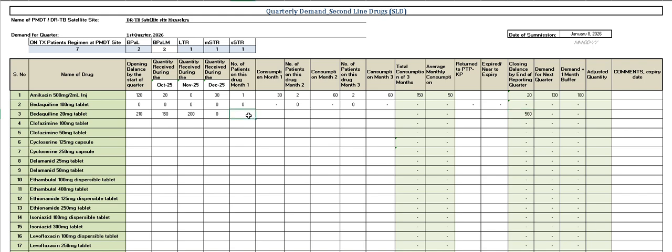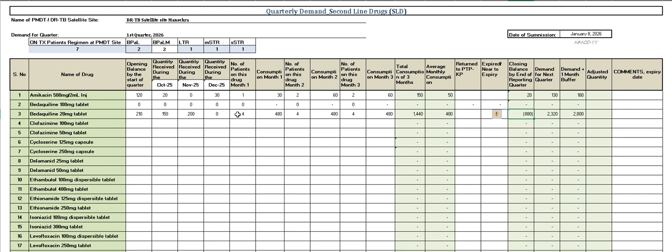For example, there are four patients on bedaquiline, and you give them 4 tablets per patient daily. So 4 patients, 480, 480, 480.